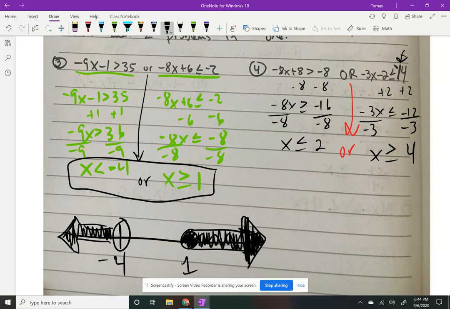So if we were to graph this, we are saying that x is less than or equal to 2. Equal means I have to shade it in. Less than means to the left. Or x is greater than or equal to 4. So we put it at 4. Equal to means we shade it in. Greater than means to the right.